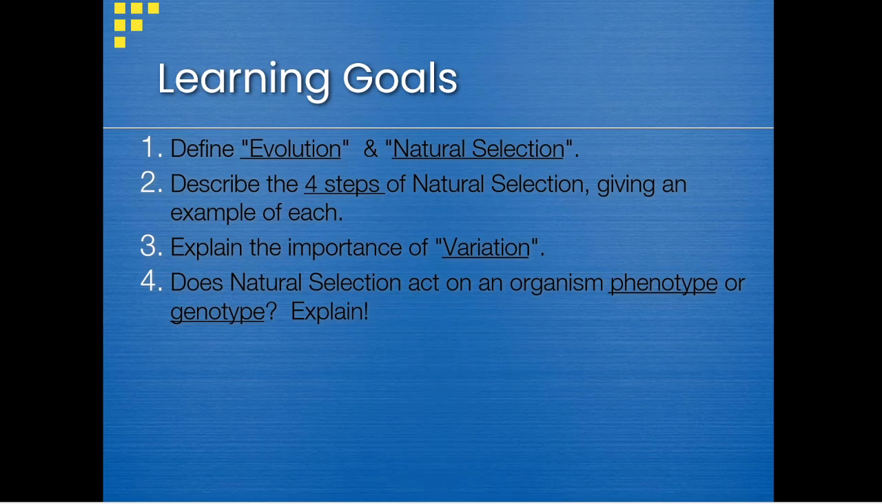All right, so our learning goals as we go through here: the first thing is to define evolution and natural selection. Describe the 4 steps of natural selection, giving an example of each. Explain the importance of variation, which we've talked about with the sticklebacks. And does natural selection act on an organism's phenotype? Remember, that's their physical characteristic, or genotype, that's in their DNA and genes, and be able to explain.